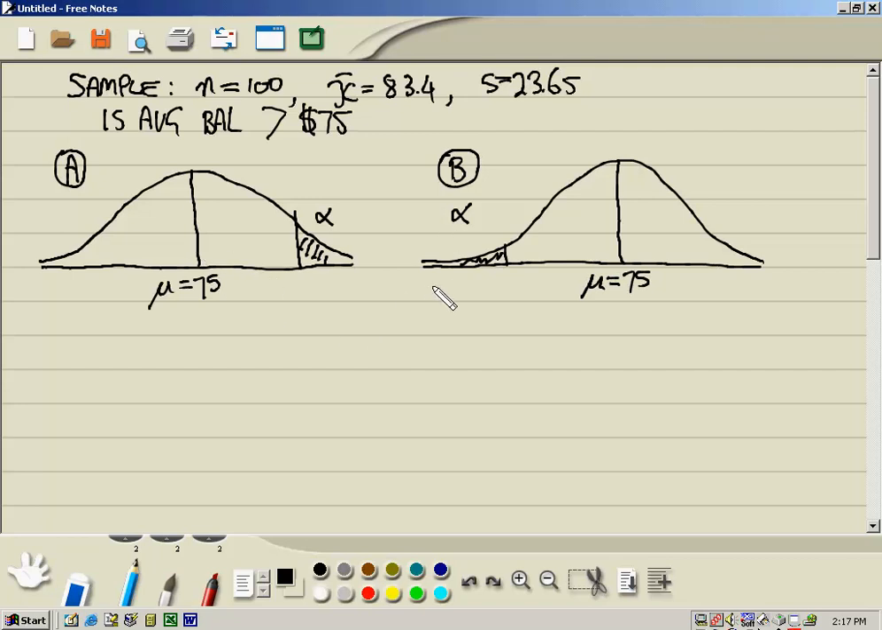Alright, so to B first. The sample value of 83.4 is clearly in the upper part here, and is clearly in the acceptance region. Essentially we already know then, without any calculations, that we're going to say do not reject the null, which is a weak decision.